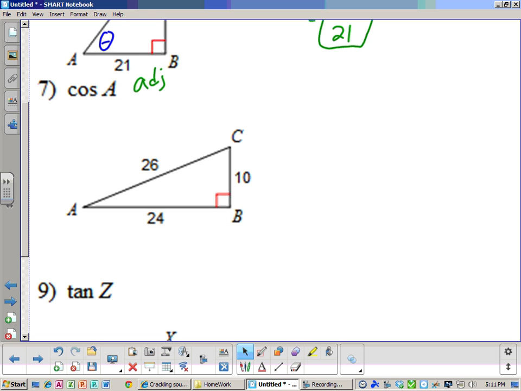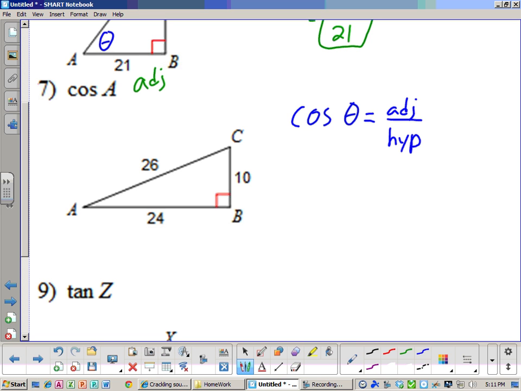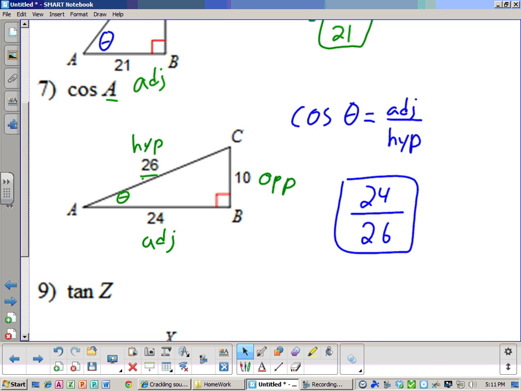All right, cosine. Cosine of some angle is equal to, so CAH is adjacent over hypotenuse, right? Adjacent over hypotenuse, which is, let's see here, our theta is A, so theta goes right there. Adjacent is this one right next to it, not the one right here, because that right there is hypotenuse, and this is the opposite, right? Well, we want the adjacent and the hypotenuse, so I'm going to say, all right, cool. Adjacent, 24, hypotenuse, 26. Bam, there's your answer. Very good.